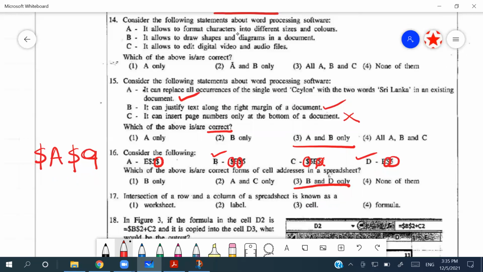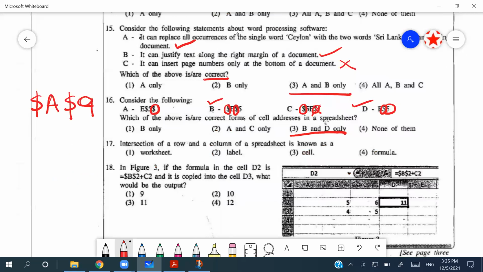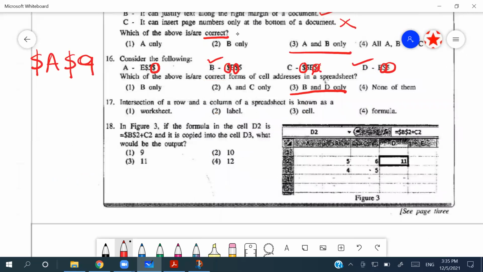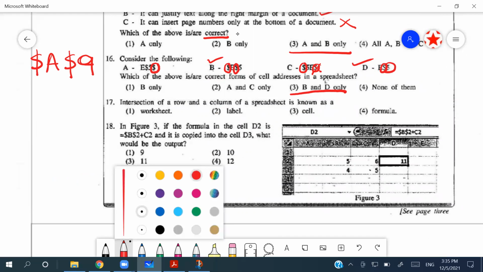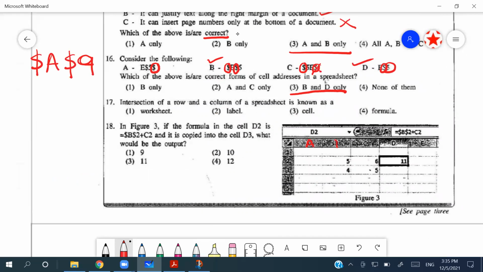Then the 18th. So it is talking about, yeah, I think my headings are not clear. So let me make it clearer for you. So this is A, this is B, this is C, this is D, and this is E. And these are 1, 2, 3, 4, and 5, the rows.